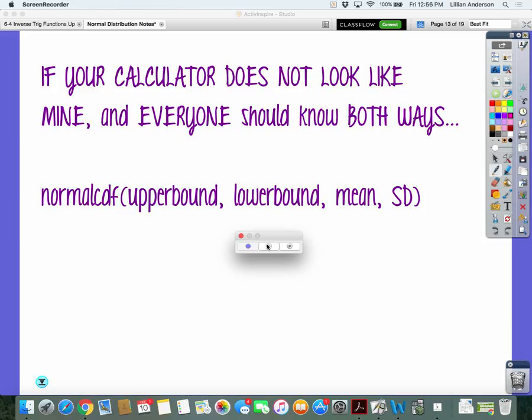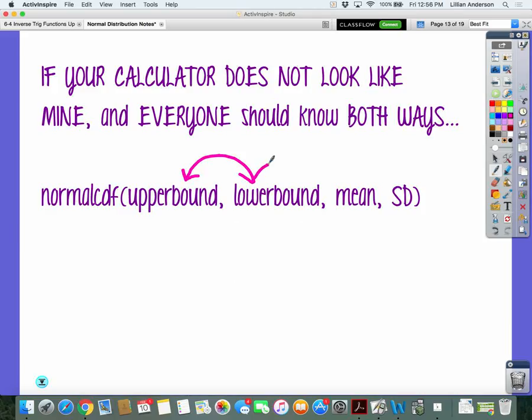Sorry, we need to make a correction. Lower first, then upper. I do apologize. You gotta make that change. So again, make that change. It was the lower bound first and the upper bound. My apologies. Lower bound, upper bound, mean, standard deviation. Okay? So let's look at an example.